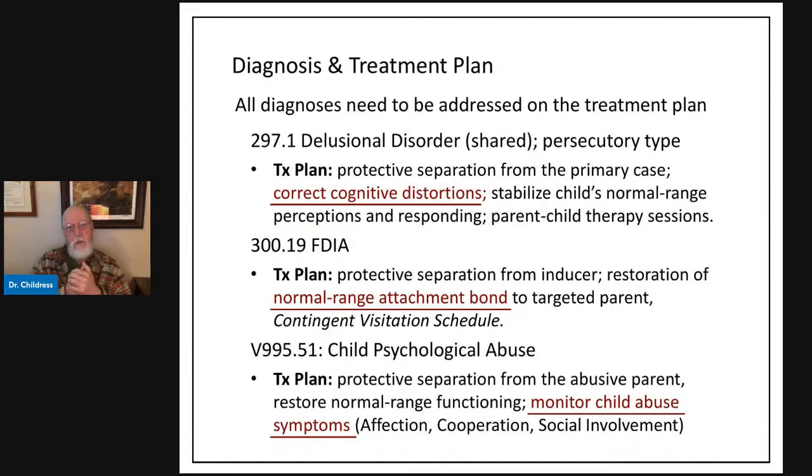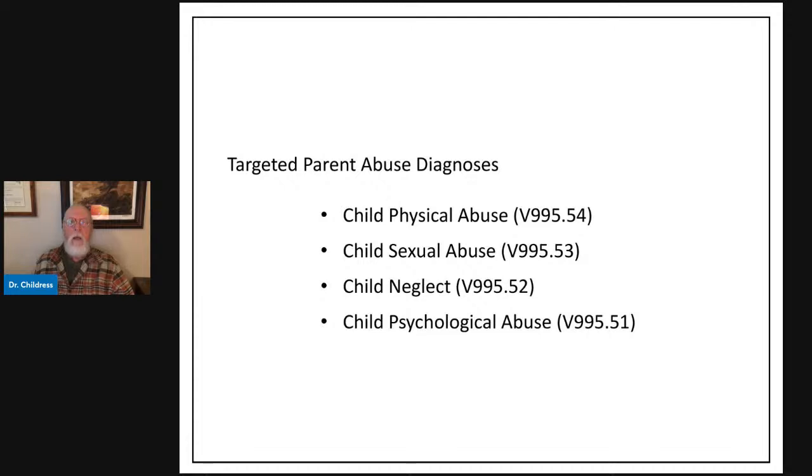With the factitious attachment pathology, we're restoring the normal-range attachment bond. And with the child psychological abuse, we're monitoring the child's symptoms. So while the treatment for each of those diagnoses is in some respects the same, the protective separation, they are each addressing a different aspect of the pathology, and that's why we diagnose everything that's relevant.